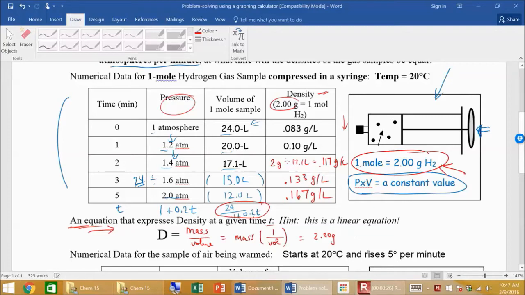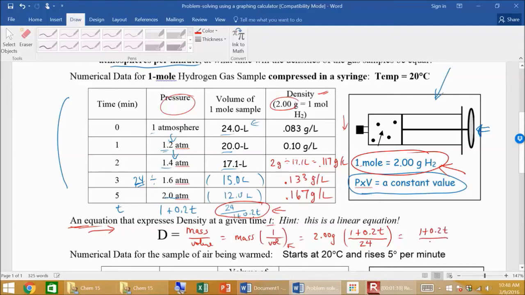It's right there. It's a mole of H2. Volume we've expressed in this way, so I need to take the reciprocal of, right? It's 1 over volume, so it's the reciprocal of. So I do this, 1 plus 0.2 T, that's the pressure at any given time, over 24, that was the pressure volume product. So pressure divided by pressure volume product is 1 over volume. So the 2 cancels with the 24, and I just get 1 plus 0.2 T over 12. This is an equation that gives you the density at any time t.